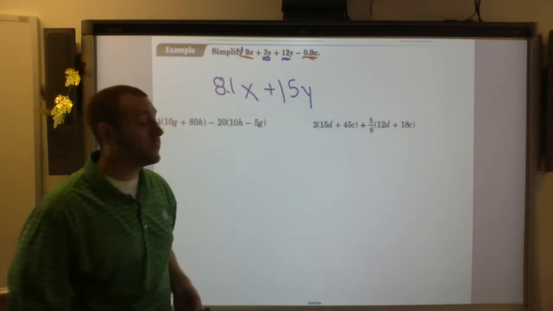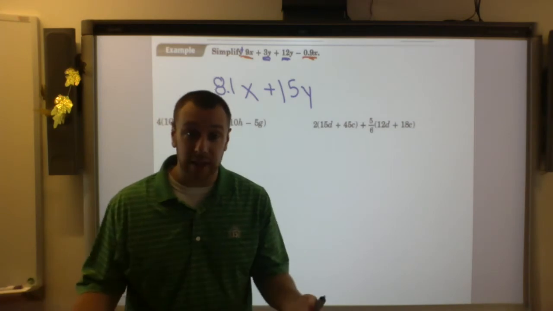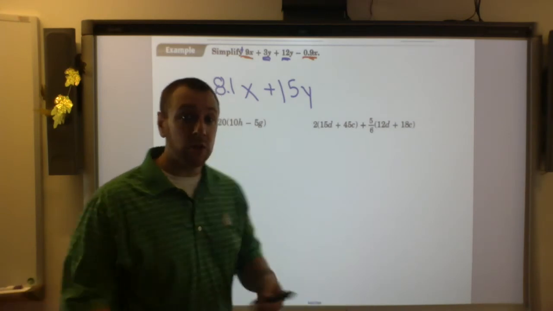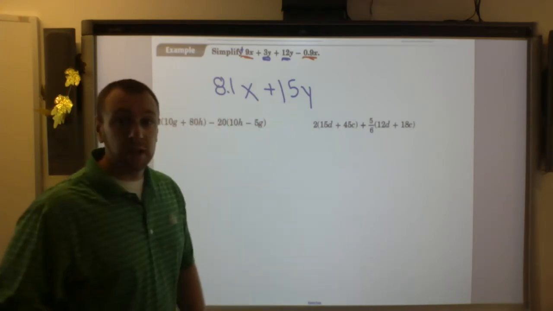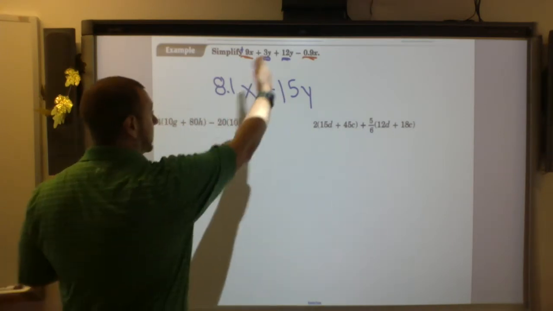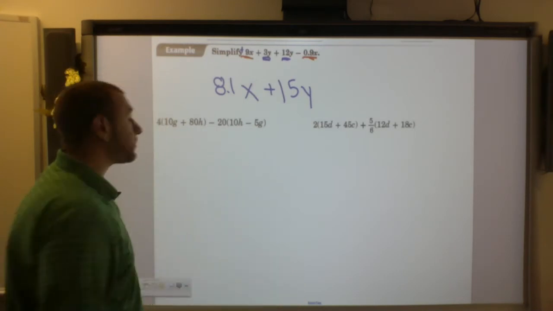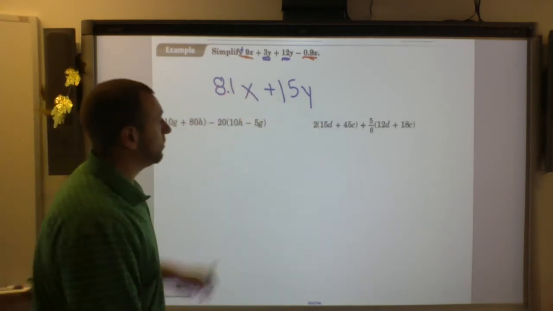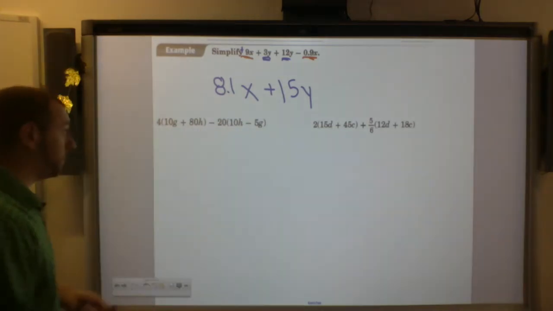Now this 15y, is that positive or negative? That's positive. All I'm doing is combining like terms. You notice I'm not solving anything. There's no equal sign. So I'm just combining like terms. This is my answer. There's no way I can combine x's and y's. They are apples and oranges. They're different fruit. So I'm separating them out, and I'm just trying to make the simplest problem possible.